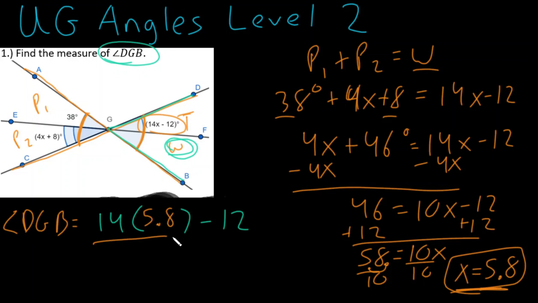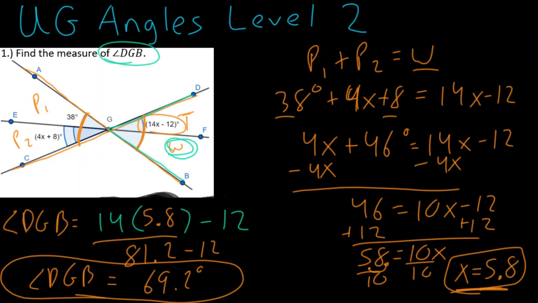And we'll do 14 times 5.8. I would suggest getting a calculator because that's a little bit tricky. 14 times 5.8 will give you 81.2, minus 12, which will give us 69.2 degrees. And this is the measure of angle DGB. Okay? Alright, I'd like for you to finish taking your notes, pause the video, and let's move on to our next example.